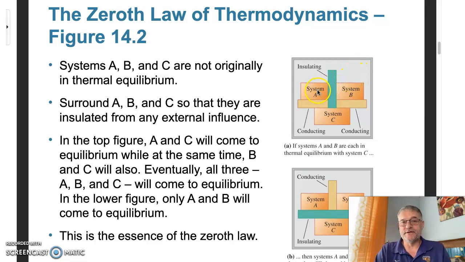But it says basically that if system A and system B have a certain temperature and C is perhaps at a different temperature, that even if you have an insulator between A and C, that A and C will eventually become the same temperature because there's conducting material between them, and B and C will also become the same temperature, and so at some point A and B will be at the same temperature.